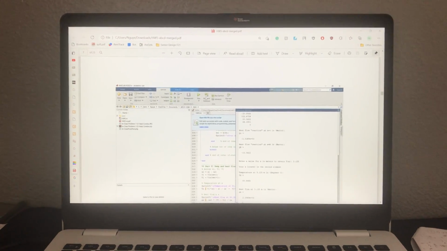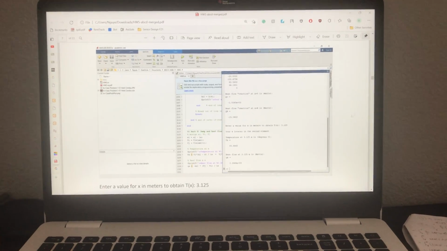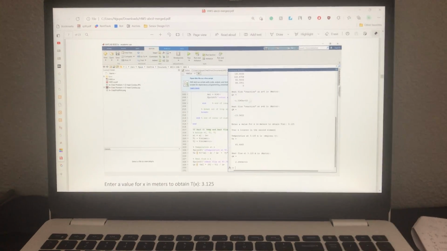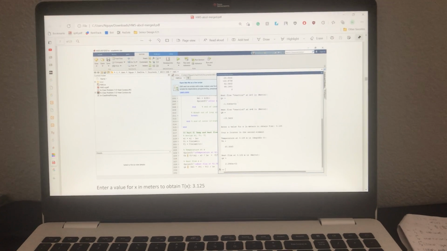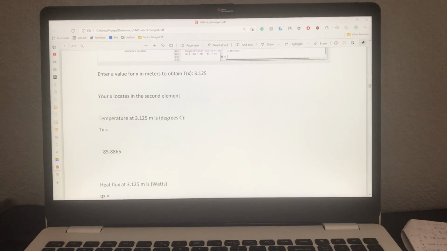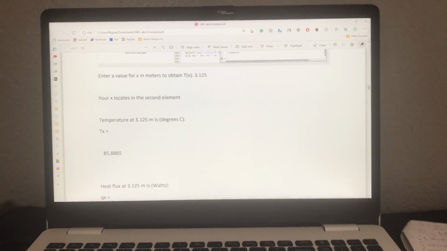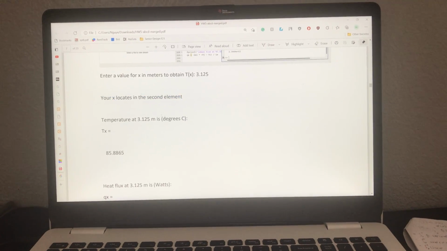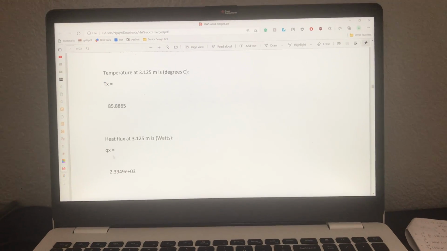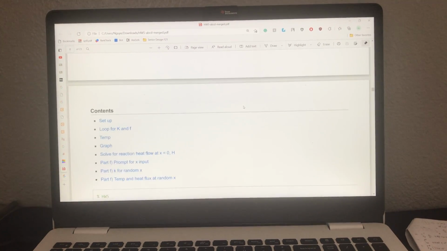For F, here's the action. For heat flow, here's what is printed when we input the values. You can see that when we input, for example, this value, it says where it's located, in this case the second element, and then it displays the T and q at that x location.